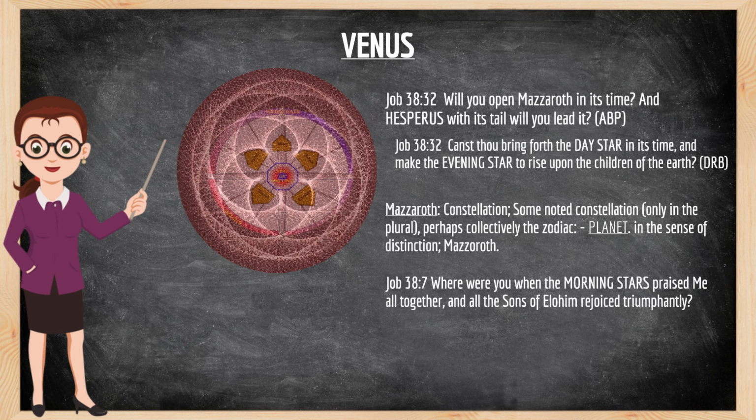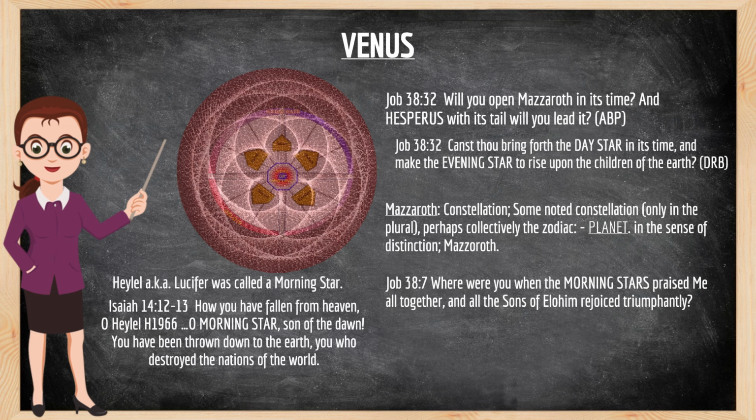Job 38:7. "Where were you when the morning stars praised me all together, and the sons of Elohim rejoiced triumphantly?" At one time, Hallel, Lucifer, was called a morning star. Isaiah 14:12-13. "How you have fallen from heaven, O Hallel." That's Hebrew 1966. "O morning star, son of the dawn, you have been thrown down from the earth, you who destroyed the nations of the world."